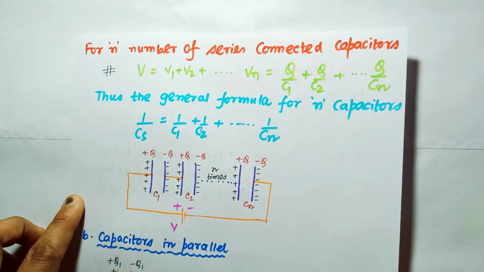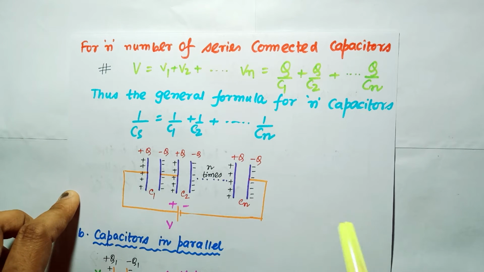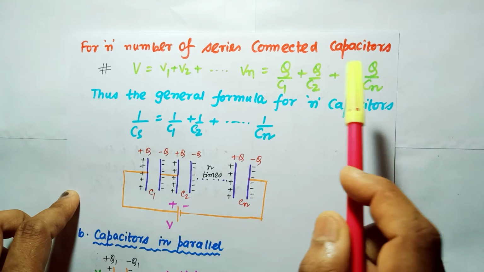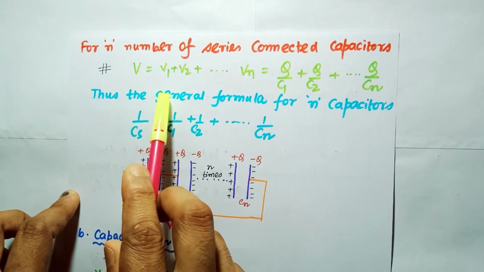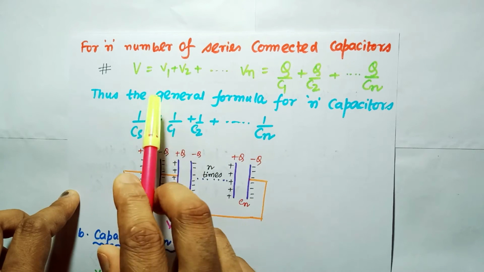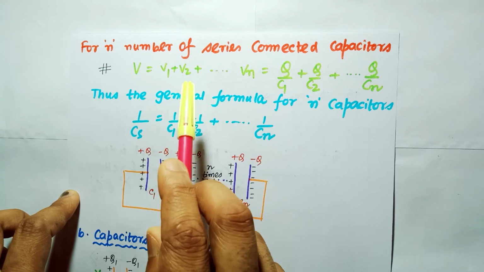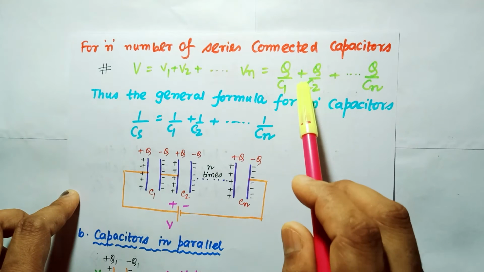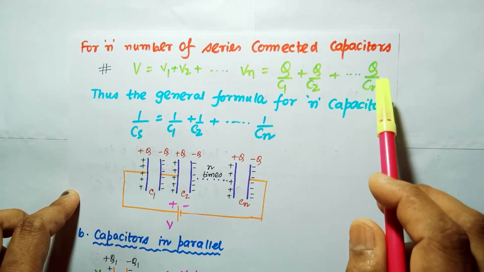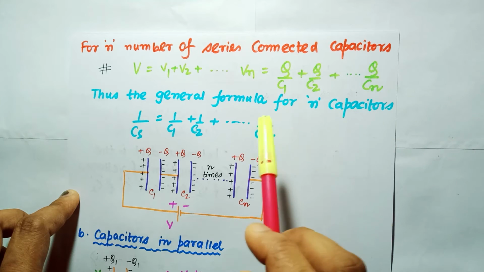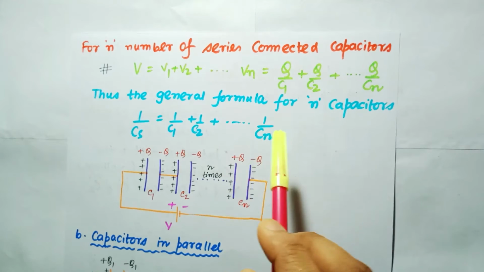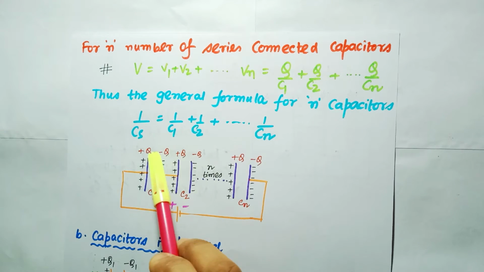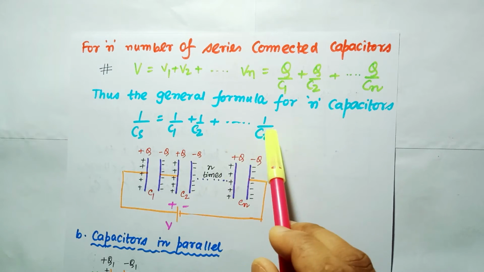Then in general terms, for n capacitors in series connection, for n number of series connected capacitors, the voltages will add up. So V, the total biasing voltage, is distributed across all the capacitors. So V is equal to V1 plus V2 up to Vn, which is equal to Q by C1 plus Q by C2 plus up to Q by Cn, where n number of capacitors are connected in series. Thus the general formula for n capacitors is 1 by Cs equal to 1 by C1 plus 1 by C2 up to 1 by Cn.